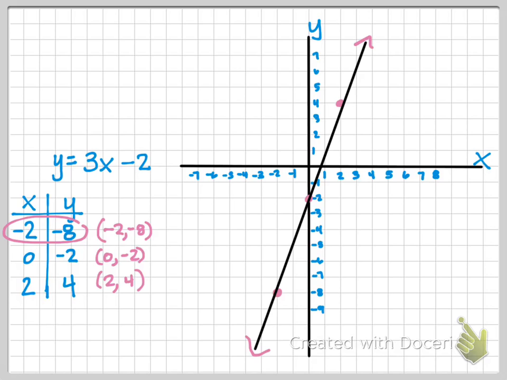Now remember to make sure that you extend your line all the way through your points, okay? Don't just take your points and connect the dots like that. That is not what I want. A linear equation has a line and it goes through the points and it continues to keep going. This line will go infinitely. I can keep plugging in numbers. I can plug in the number 10 for x and get a point on the line as long as I solve for y. So you want this line to keep going.